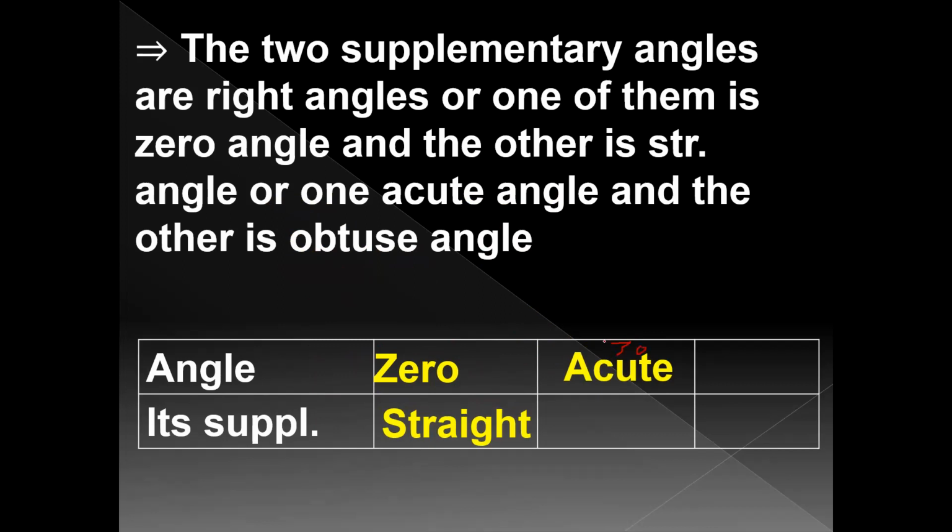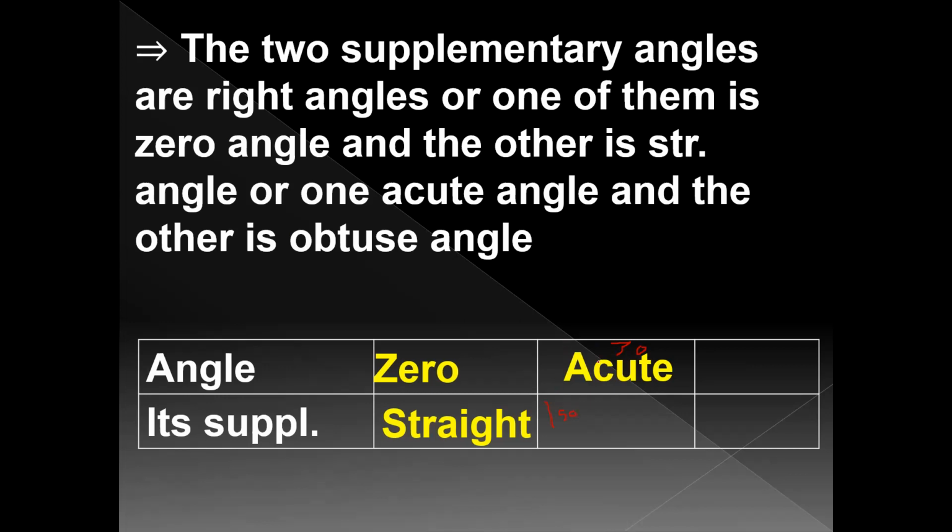The measure of the other angle will be what? Their sum is 180, so the second will be 150. The type of the angle with a measure 150 is what? Obtuse angle, more than 90 and less than 180.